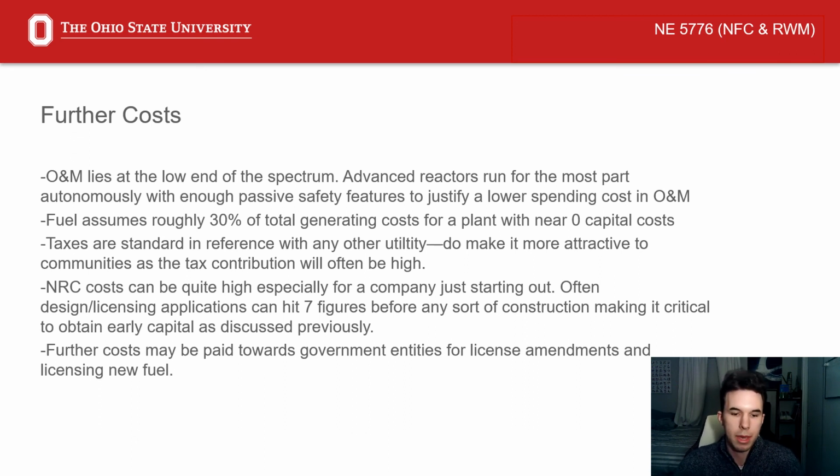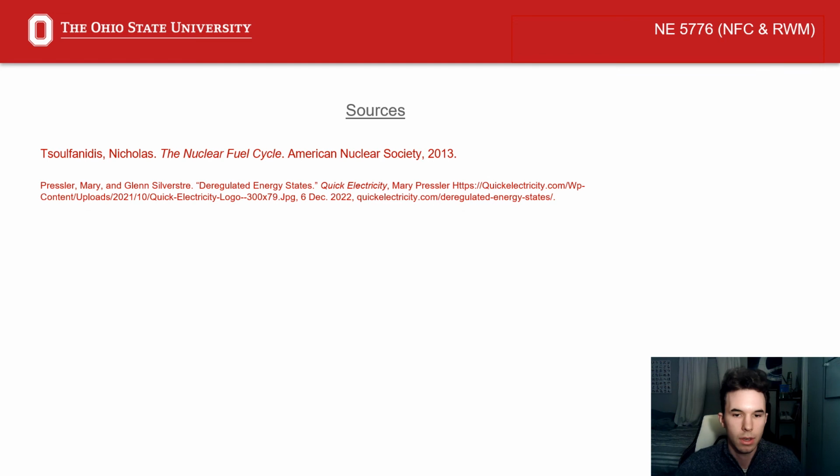Further costs may also be paid towards government entities for amending their license, or if, say, for example, a utility needs to renew their fuel or ship in new fuel, that also needs to be licensed, which also adds to the overall cost. So that's, again, a brief overview of the economics that nuclear utilities have to work through.